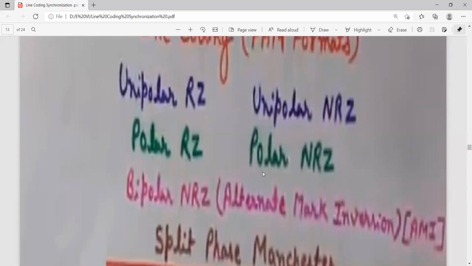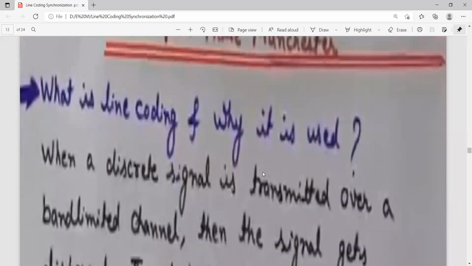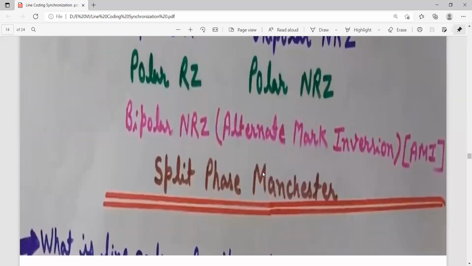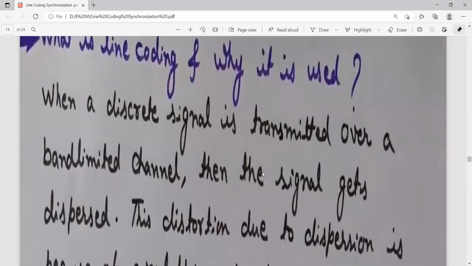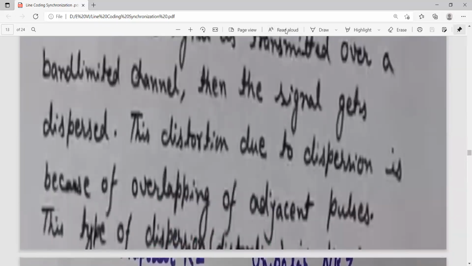We are going to discuss these various types of coding techniques with examples in the next class. So with this, I am going to end today's class. If you have any doubts, please ask me. We have one more minute.